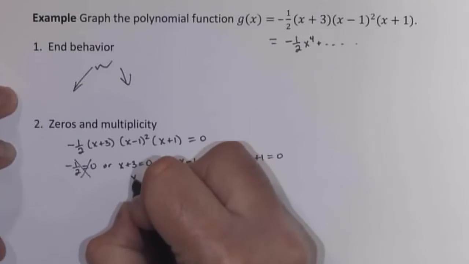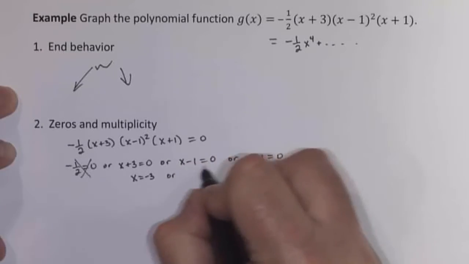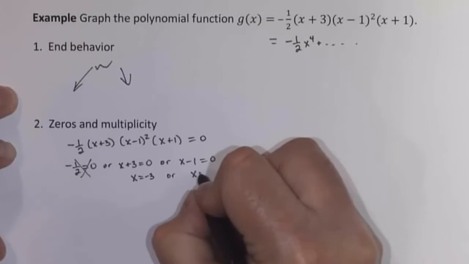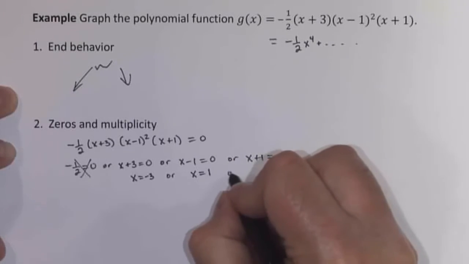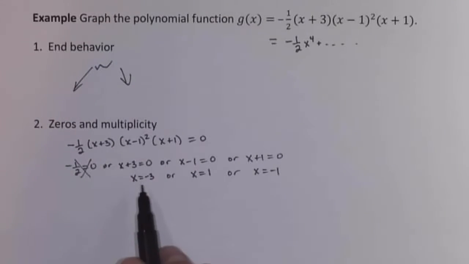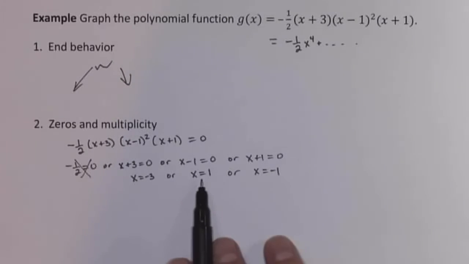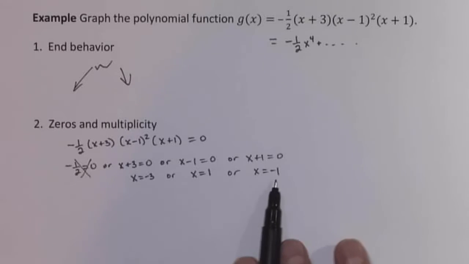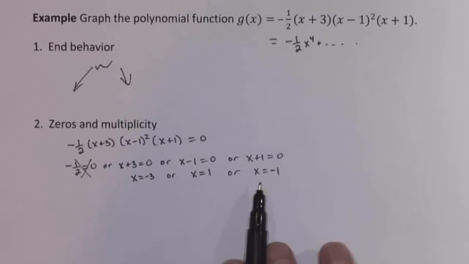Now, if x plus 3 equals 0, that means x equals -3. If x minus 1 equals 0, that means x equals 1. And if x plus 1 equals 0, then that means x equals -1. Now, we had one factor of x plus 3, so we have the zero of -3, which has a multiplicity of 1. We had 2 factors of x minus 1, which means that the zero, x equals 1, has a multiplicity of 2. And we have only one factor of x plus 1, which means -1 has a multiplicity of 1.